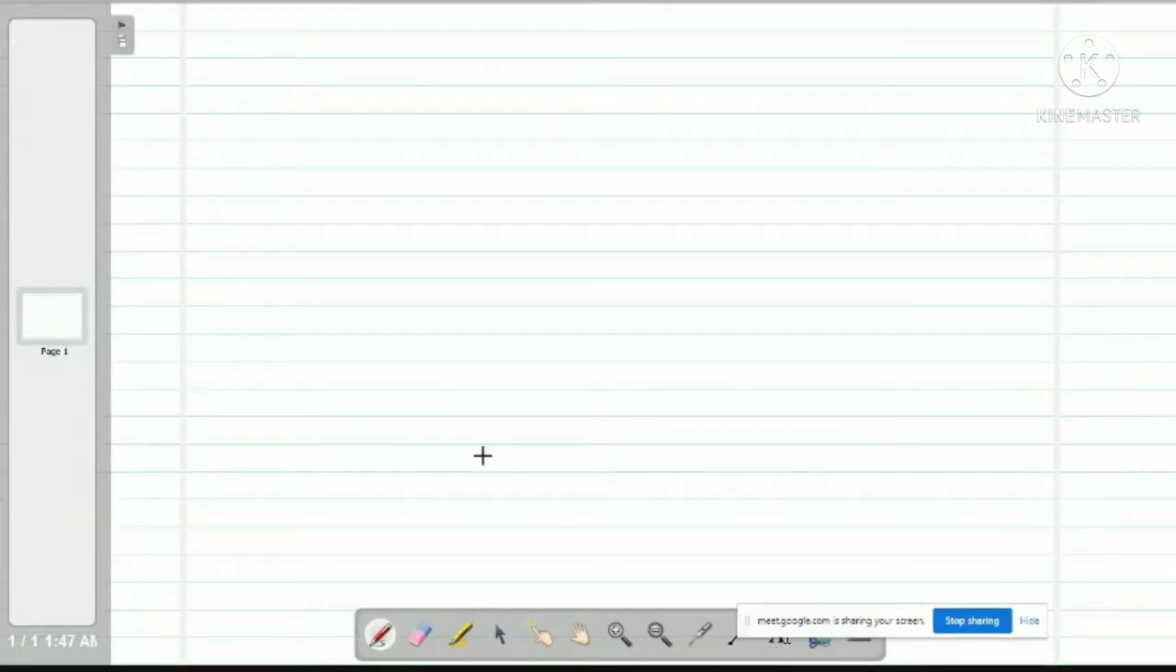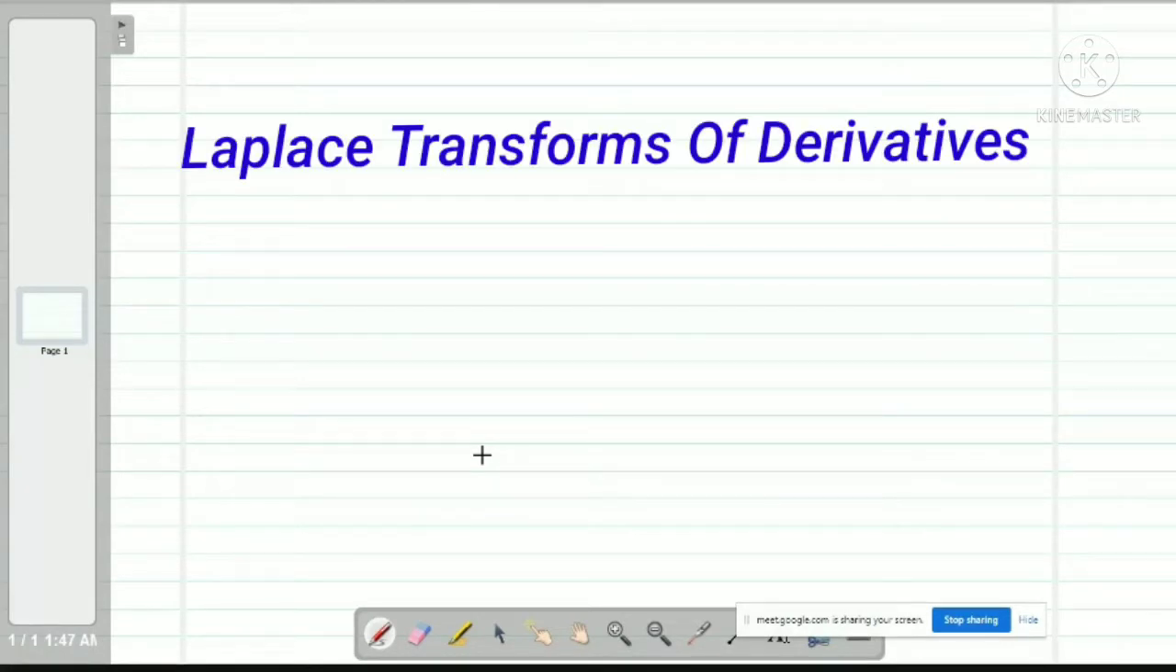So dear students, in the last lecture we had finished the properties of Laplace transform. In that we had learned the linearity property, the first shifting property, and the second shifting property, and two more properties, that is the effect of multiplication by t and the effect of division by t. And we had also seen problems based on that. Now let us move to the next topic, that is Laplace transform of derivatives.